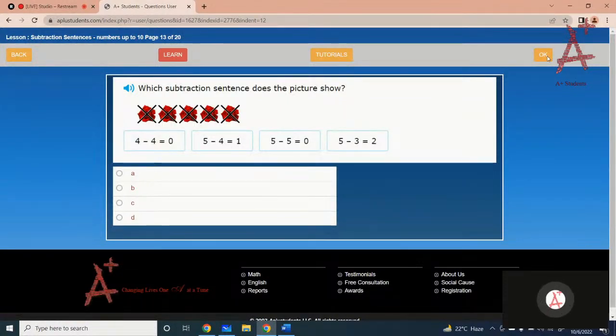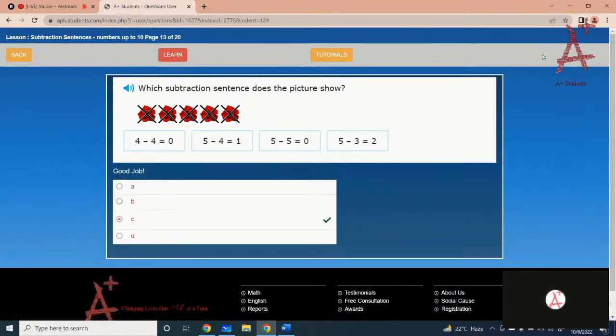Okay, which subtraction sentence does the picture show? So the total roses are 5. So out of the 5, how many of them are crossed out? So 5 take away 5, and you are left with the ones that are not crossed out. So 5 take away 5 is 0. So option number C is the correct one. Select the correct option and click on the OK button.